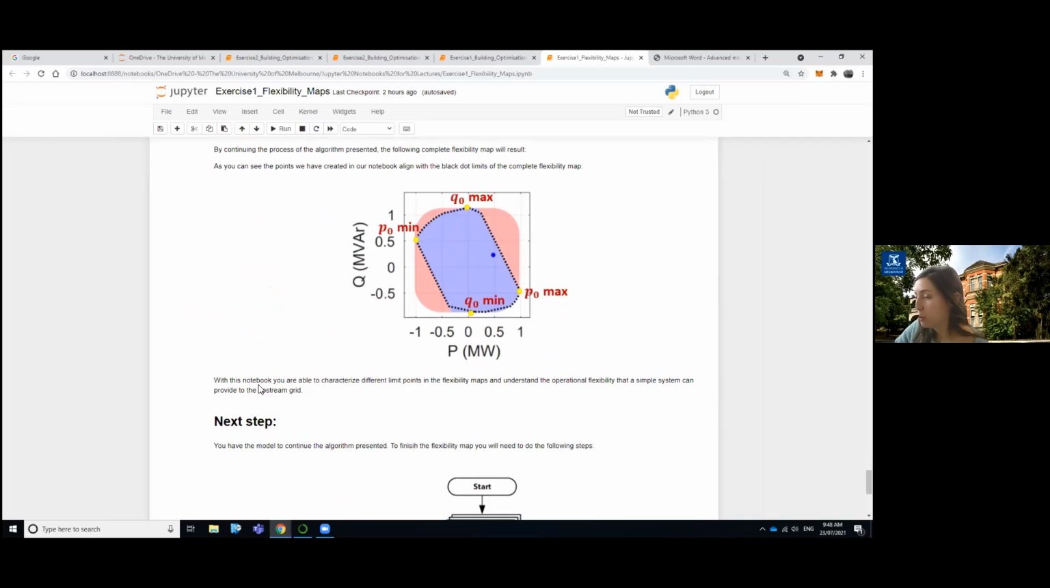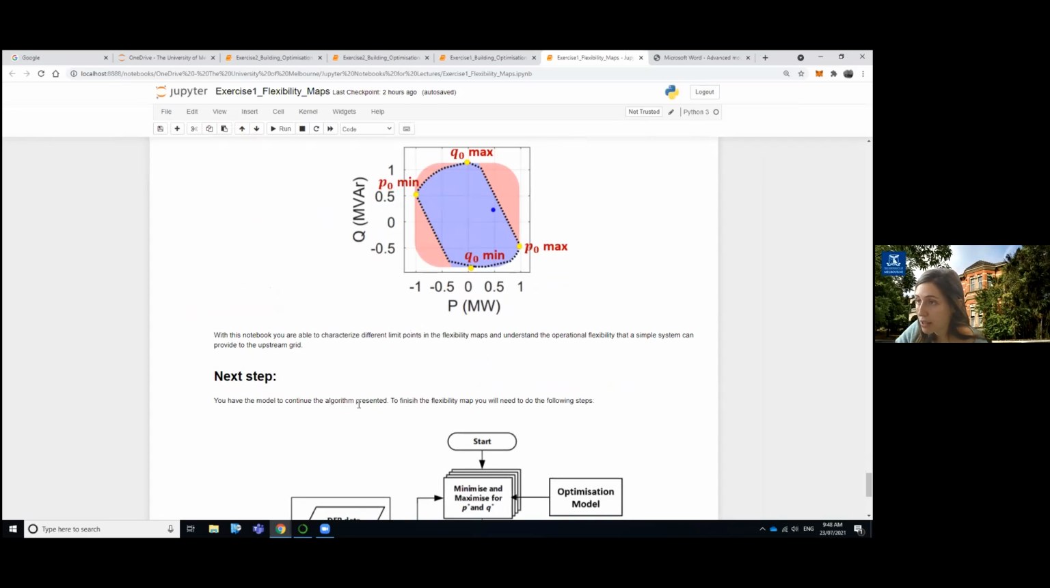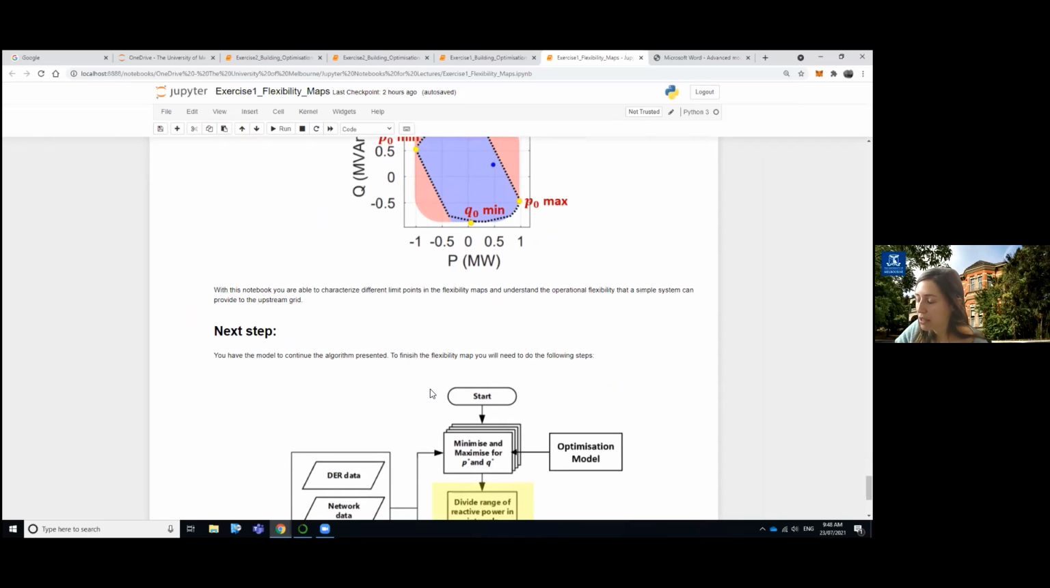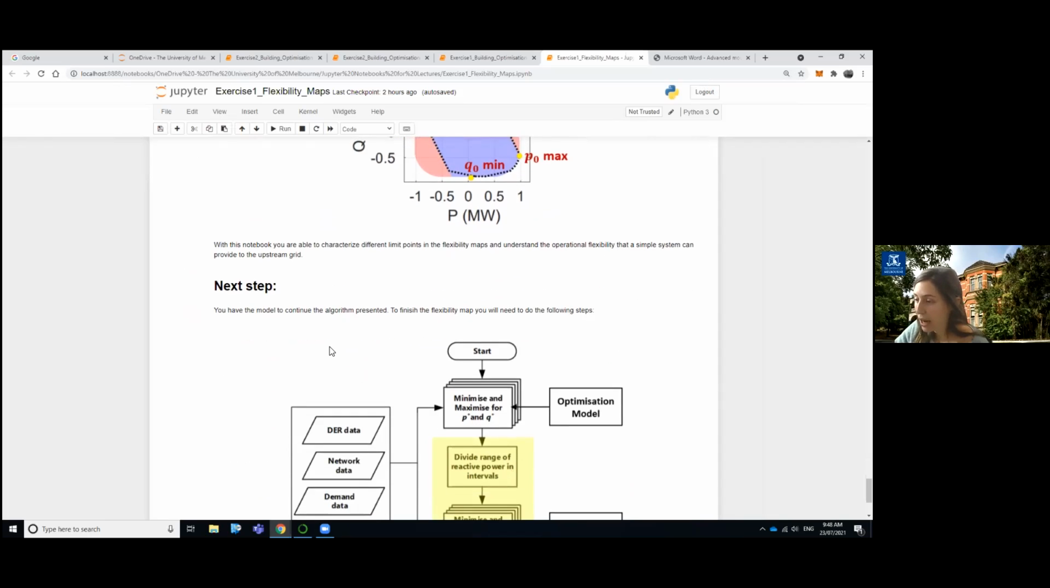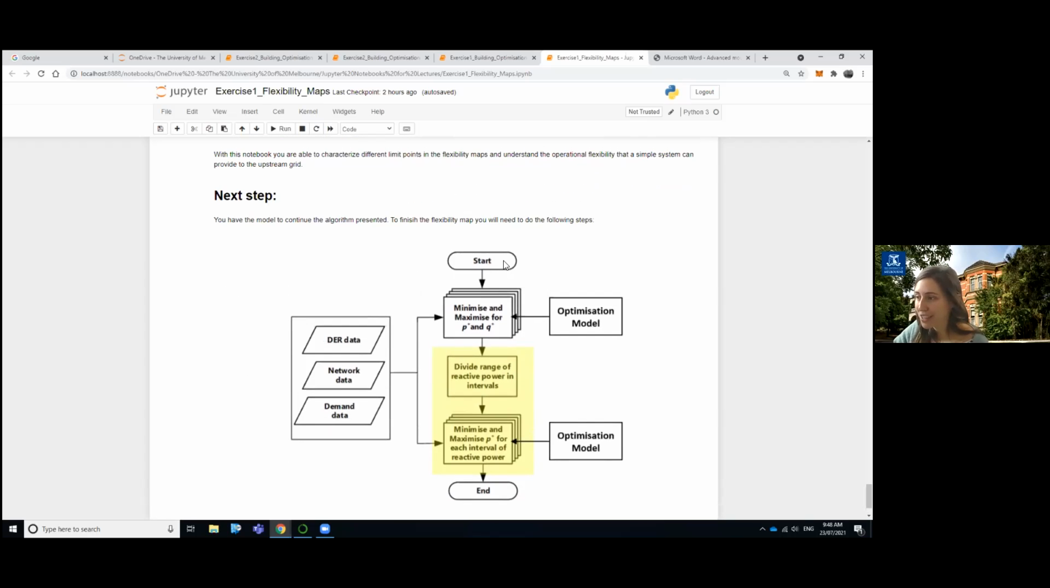And essentially with this notebook, you are able to characterize the different limit points in the flexibility maps and understand how to characterize operational flexibility that can be given to the upstream grid. And you really have all the information, the model, the network, and DR data to, if you want, go to the next steps. Also, Pierluigi has explained pretty well how to continue from here, and it will be very interesting if you try to finish it.